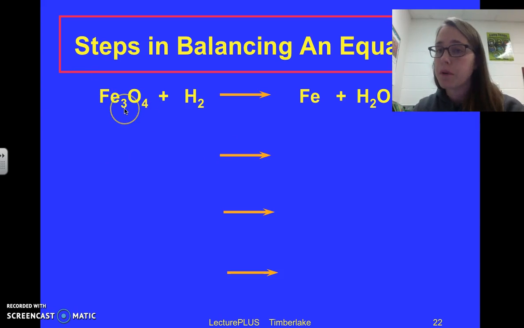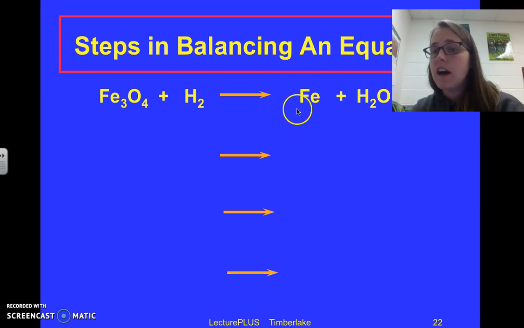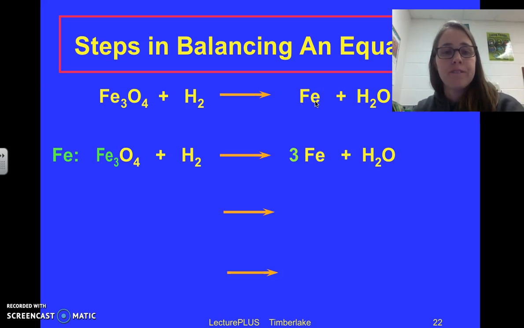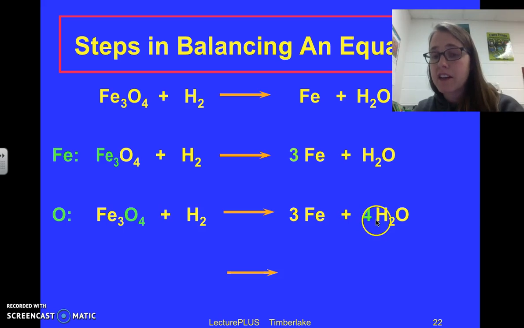So the very first thing we probably need to do is go to the very first atom. So there's 3 on this side. It'd be very easy to just go to this side and add a coefficient of 3 in front of the iron. So now we have 3. If I put a 3 there, we have Fe3. Okay, that's good. Now we have 3 and 3. We have 2 hydrogens and 2 hydrogens. That's good. But we have 4 oxygens and only 1 oxygen. So that means we're going to need to probably put a 4 in front of that.